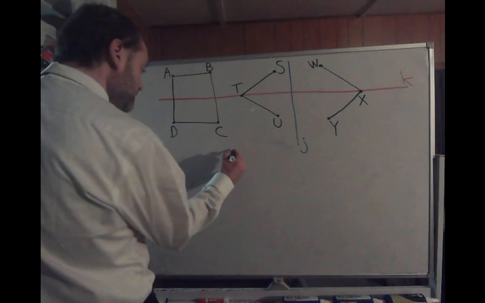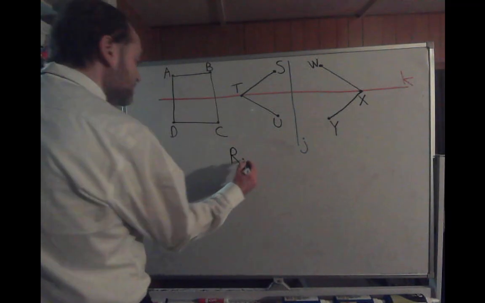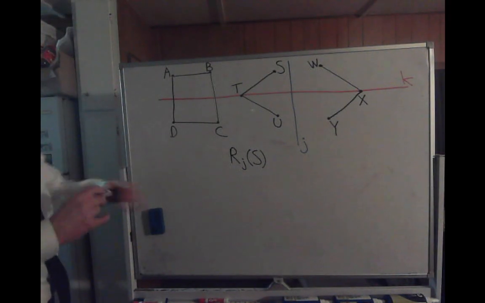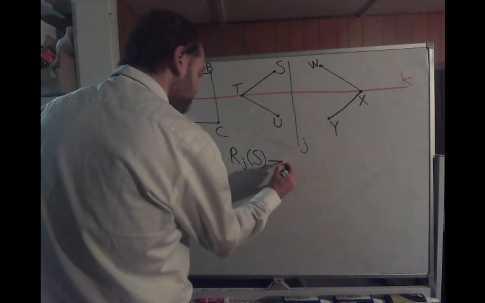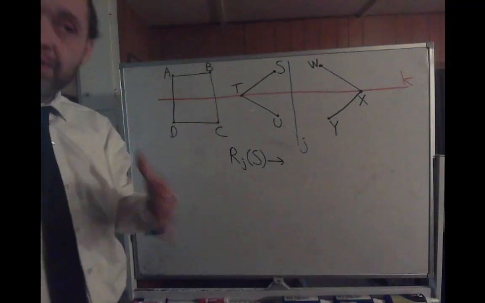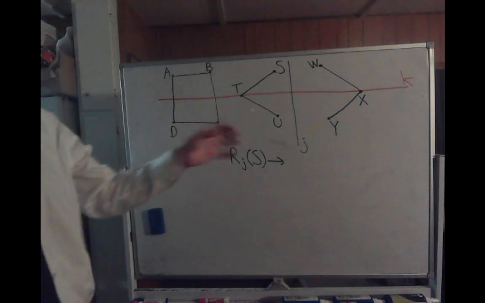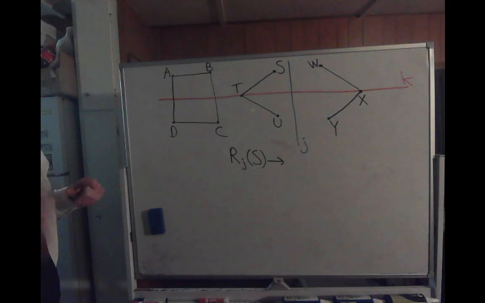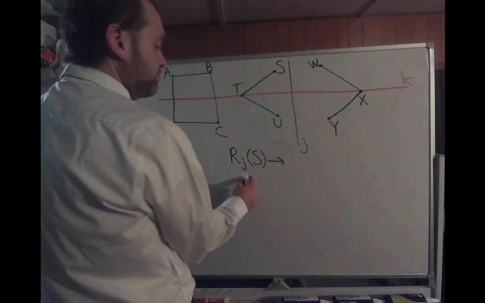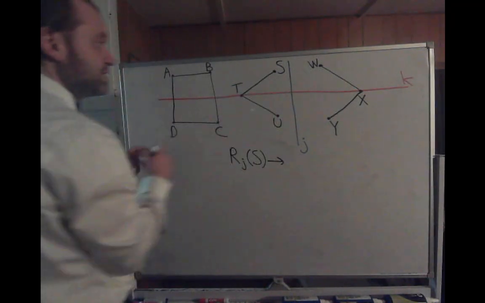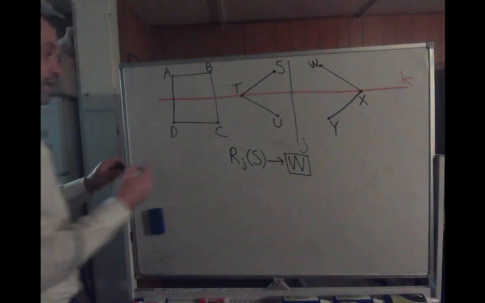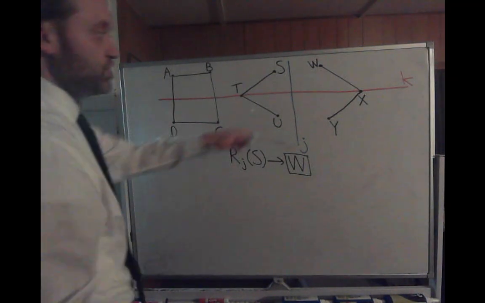Very good. So this time we're reflecting through the line J of the point S. All right. Now, J is a vertical line, right? You could think of that like your y-axis, a vertical line. So that means you would negate your x-coordinate, but you keep your y-coordinate the same. So if you reflect through line J from point S, that would give you the point W. So the answer you would get would be the point W.